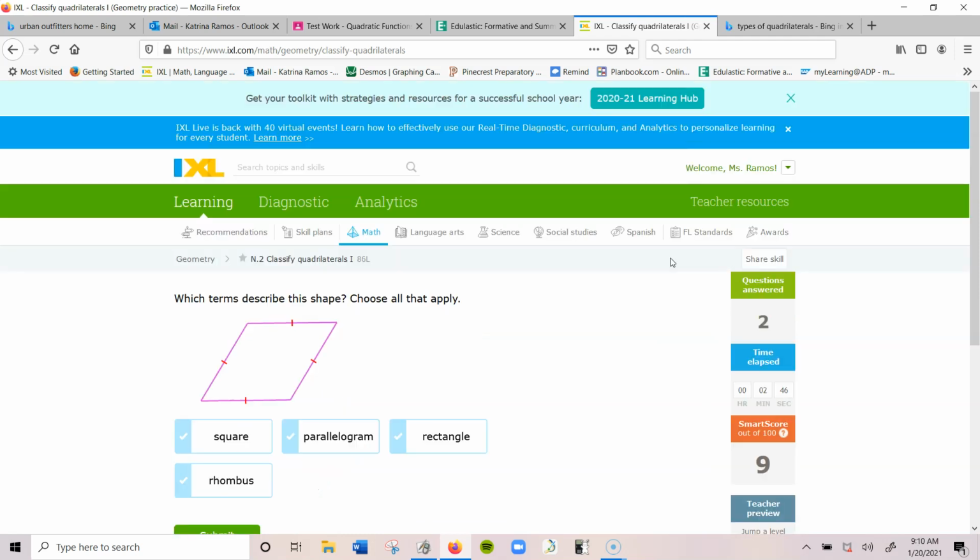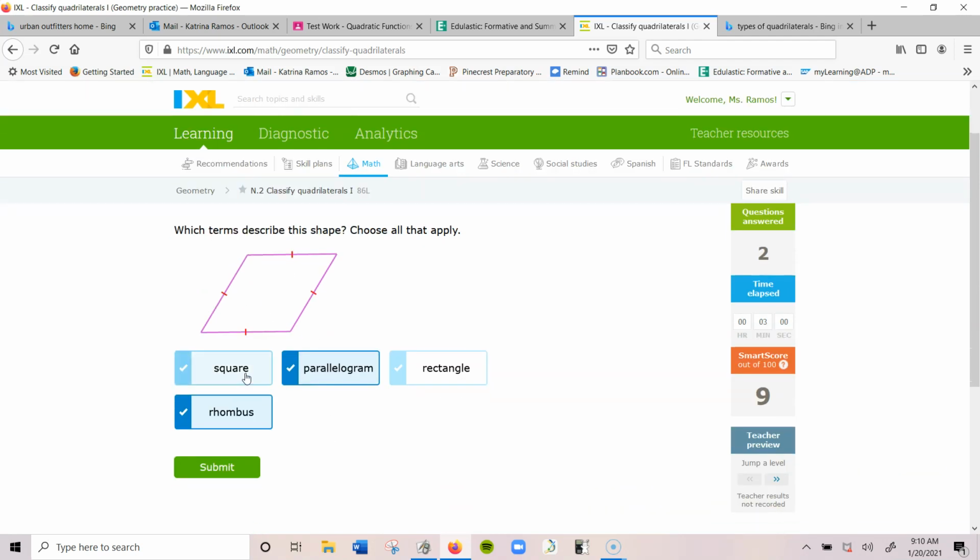So yeah, let's try another one. This one has all congruent sides, so that would be a rhombus. And since you can see here that the opposite sides here are parallel, this would also be a parallelogram. It's not a square or a rectangle because the angles are not 90 degrees.